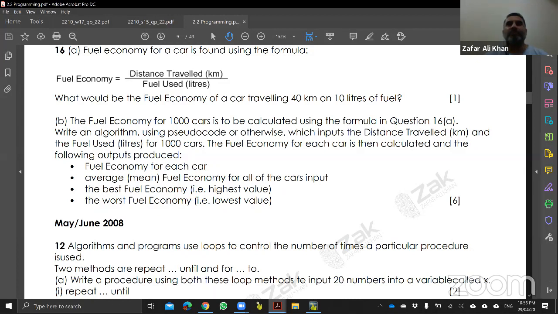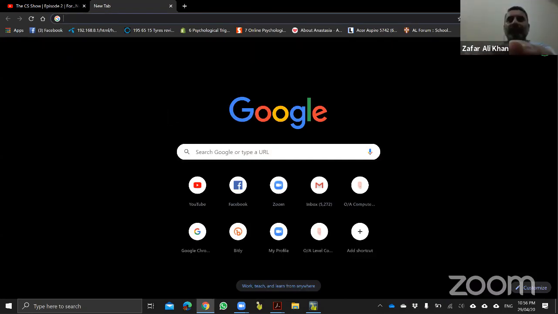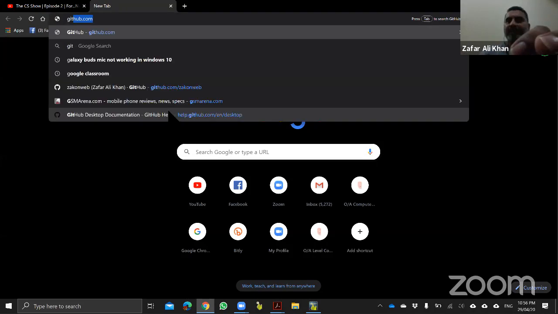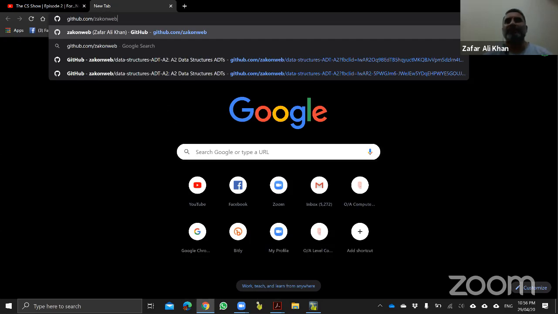Here I would like to introduce you to GitHub, github.com/ZAK on web. Whatever the codes that we are going to discuss are all uploaded here. GitHub is a website for everyone who does programming to save and share their codes with other people. So GitHub will have all the codes that we are sharing today.